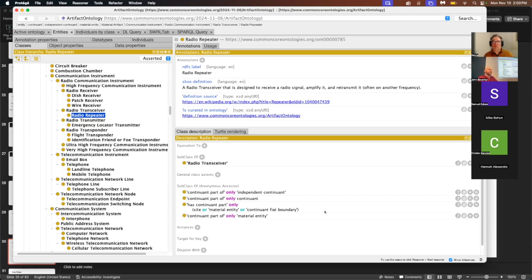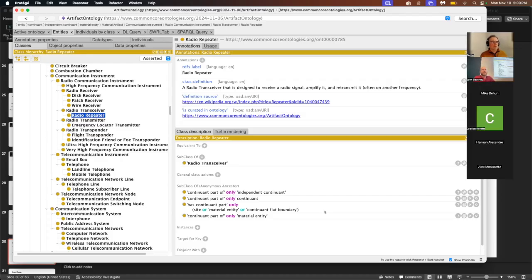I'll note too, as a rule of thumb that might help you, there's a convention in the CCO modeling that if you're reading a textual definition and you see a noun that is not capitalized, it means that noun does not have a representative class in the ontology. On the other hand, if it is capitalized, there should be a class for that noun in the ontology. So like radio receiver, there's a class for that right there.